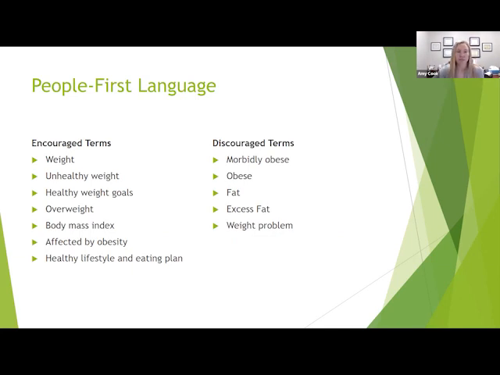So this is straight from the Obesity Medical Association with encouraged and discouraged terms to help with people-first language. So using weight, overweight, body mass index, as opposed to labeling as obese, morbidly obese, fat, weight problem. And I would even put in here that discouraged terms can include diet and exercise also, which have a negative connotation to it, and instead use more of nutritional plan and physical activity instead of those.